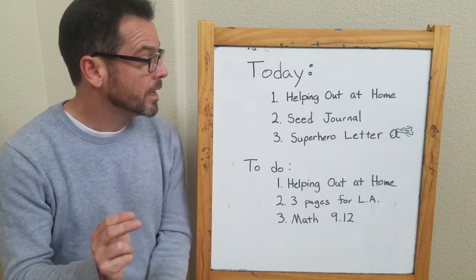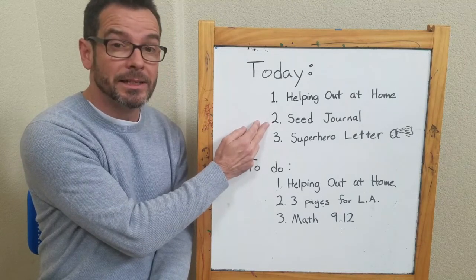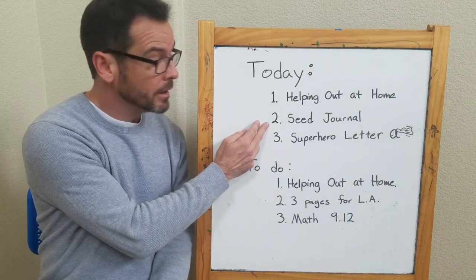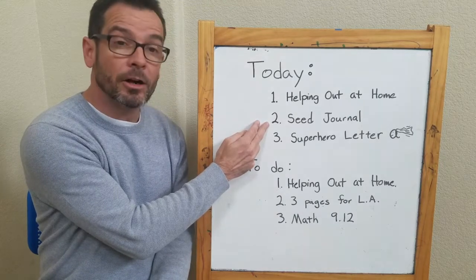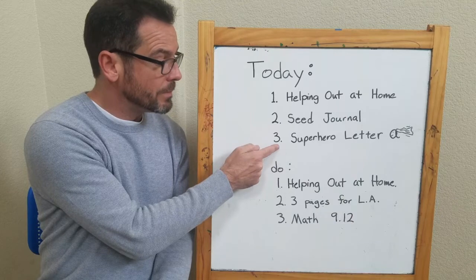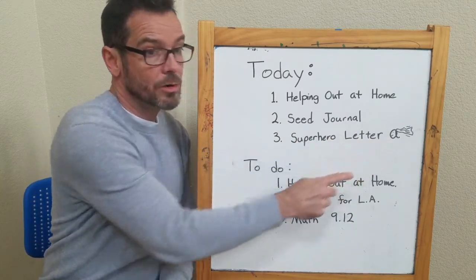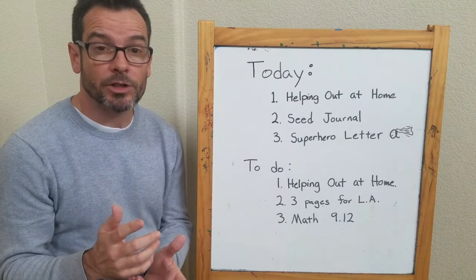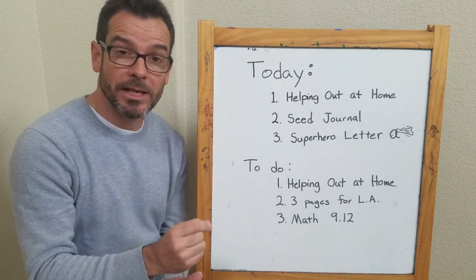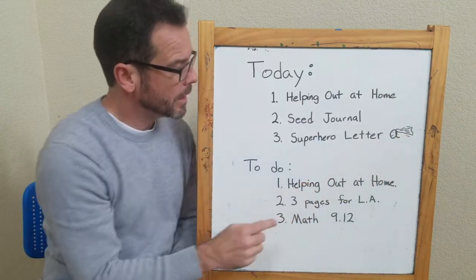We also talked about our seed journal. Hopefully you got some ideas for tomorrow's writing, and I'll go over that with you tomorrow, hopefully. And finally, we talked about our superhero letter A. And as you know, the A is one of our superheroes that not only has its special sound, but it also can say its name. You can see I put a little superhero cape on it.